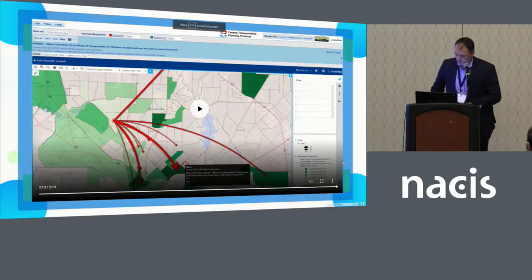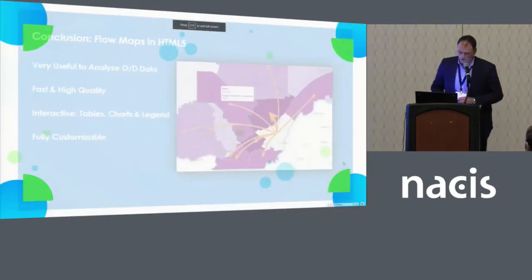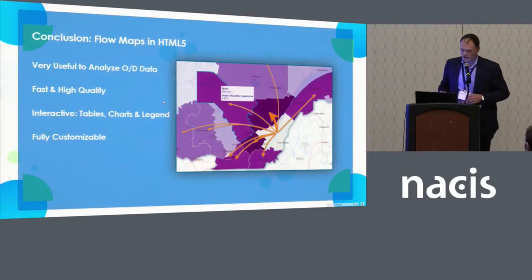So, final conclusion. HTML flows in HTML5 maps. Why is this interesting? I think it can really help visualize origin destination data. It can be quite high quality. It can display very well in your browser without having to worry about the performance. Performance is there. It's going to be well supported on mobile devices too. And obviously you can have interaction with charts, legend, and other components.